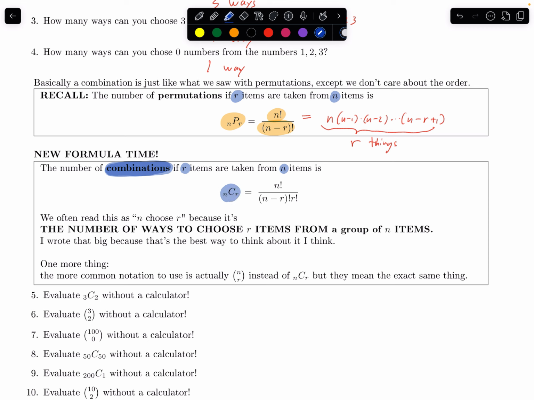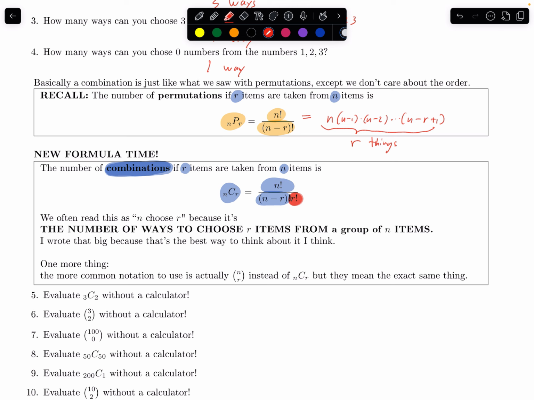First of all, notation: nCr instead of P, because C is for combination. P was for permutation, C is for combination. And the formula, notice, looks very similar. The top is the same, n factorial. The bottom is n minus r factorial, just like it was with permutations. And then the only difference is I get this additional r factorial on the bottom that I'm dividing by. That's the only difference.